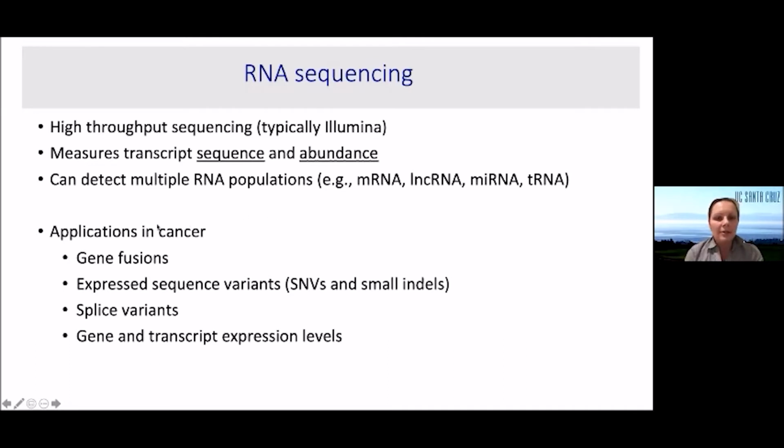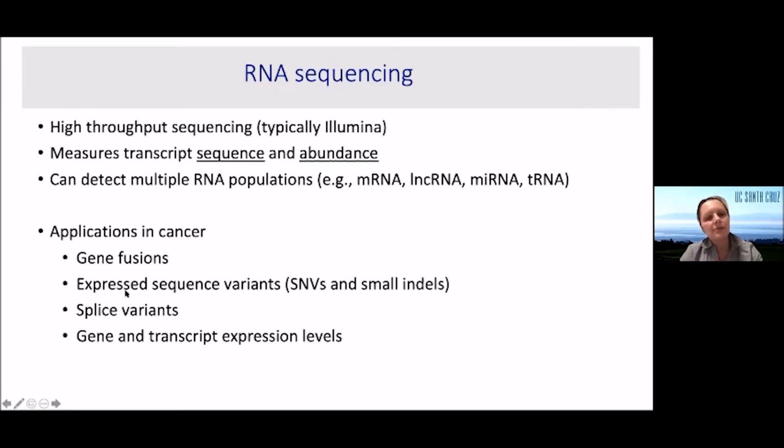So in cancers, RNA sequencing can be used to detect gene fusions, which are chimeric products that are produced by DNA translocations. You all have heard of the BCR-ABL fusion. So things like that can be detected by RNA sequencing. RNA sequencing can also be used to detect expressed sequence variants, so both SNVs and indels. And it's sometimes important to know which variants are expressed when you're trying to distinguish between driver mutations in a tumor and a passenger mutation.